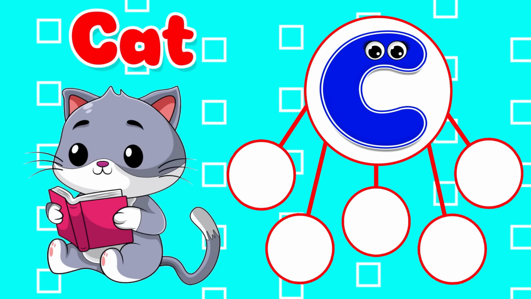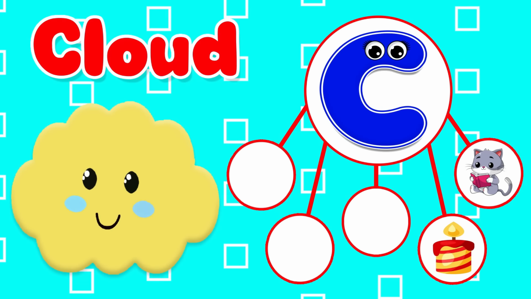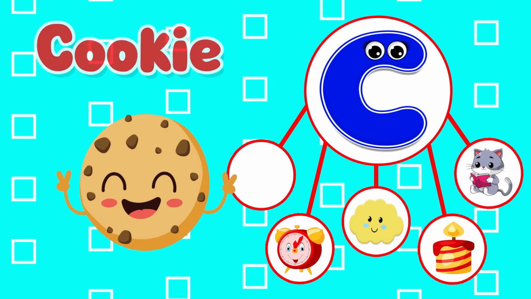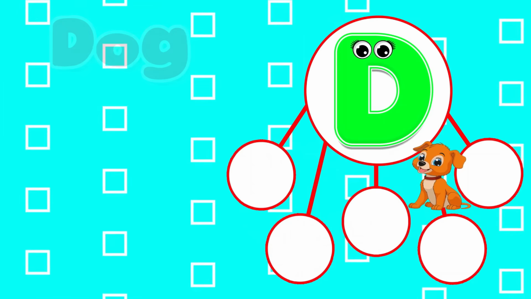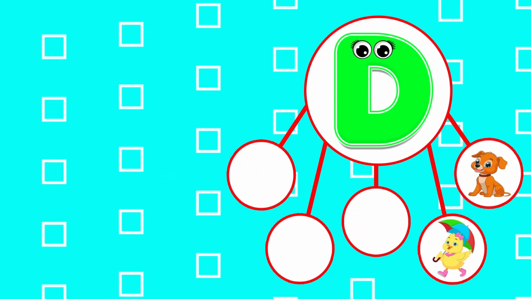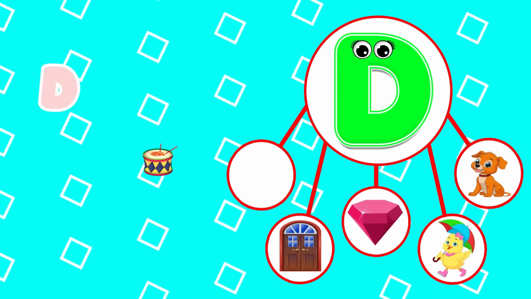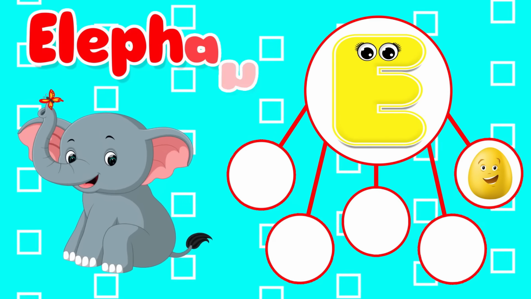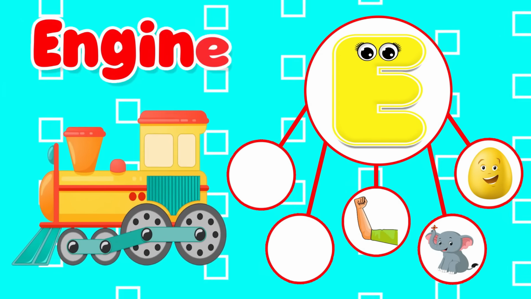C for cat. Candle. Cloud. Clock. Cookie. D for dog. Duck. Diamond. Door. Drum. E for egg. Elephant. Elbow. Engine.